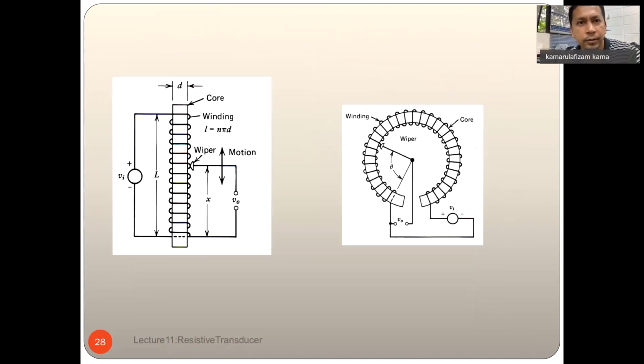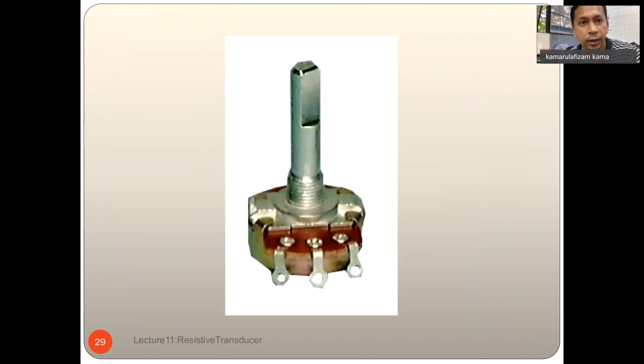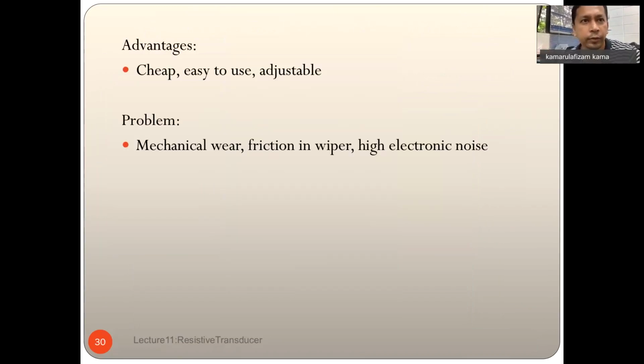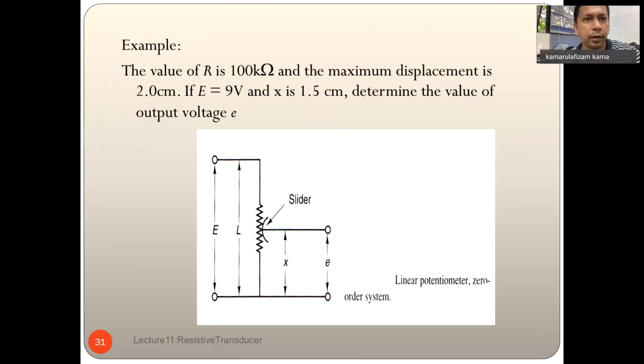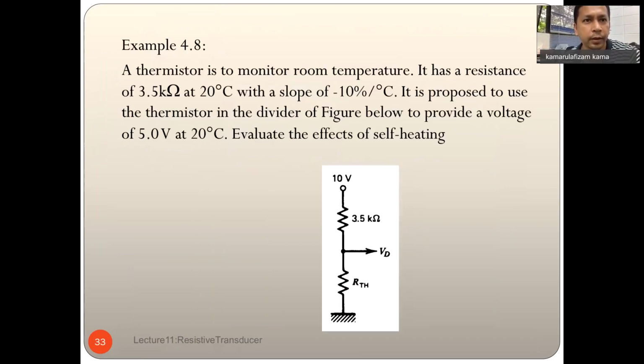Okay, some go straight and some go in a circular base. This is some kind of resistive sensor, or potentiometer. All right, you can go through the example and see how the formula goes. But I can assure you this is a very simple thing.